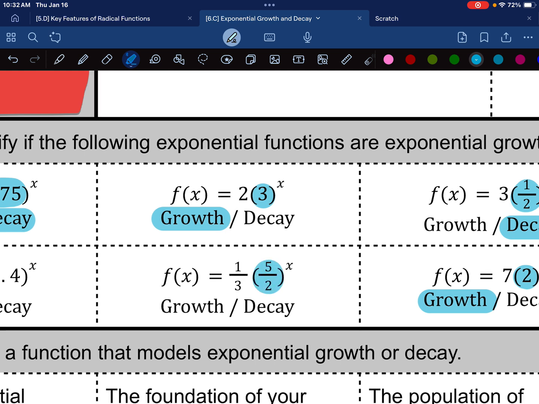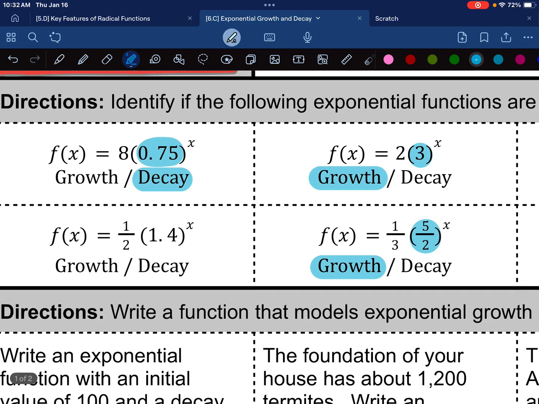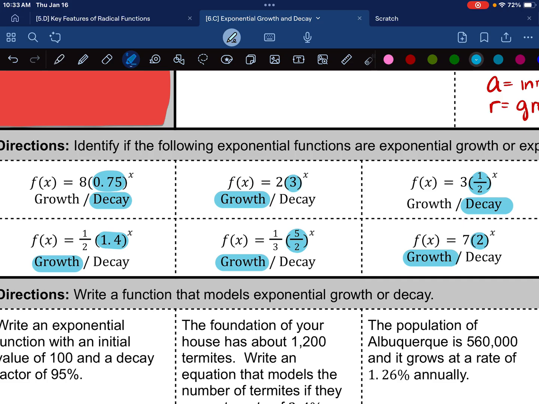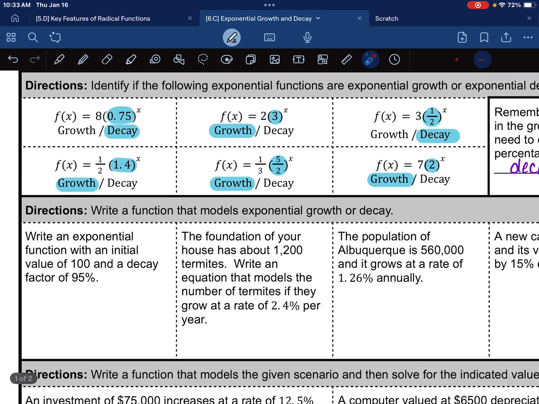5/2, this one's kind of tricky, right, because it's a fraction. But 5/2 is bigger than 1, so this one's actually a growth. You could also see it as a decimal, right? So this is clearly bigger than 1, it's 1.4, which is also growth. So notice, we didn't care about the a value, the initial value at all. The only thing that told you growth or decay was your b value.